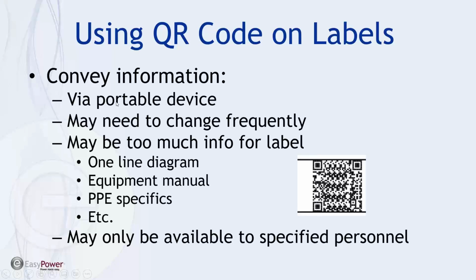For instance, we can then scan the QR code with a portable device, a tablet or a phone, and it may be information that needs to be changed frequently. Rather than changing the label, we can just change that information on the web link that's included in the QR code. In addition, there may be more information that we can put on our label whether we like it or not, and copies of the one-line diagram can be displayed. The equipment manual, link to the manual can be included, or more information on PPE specifics.